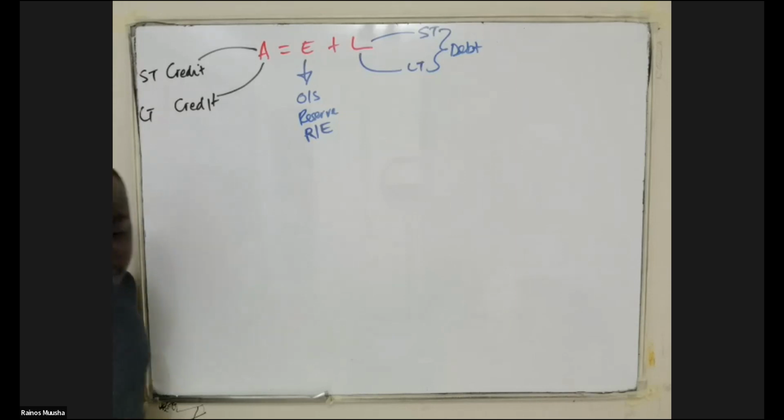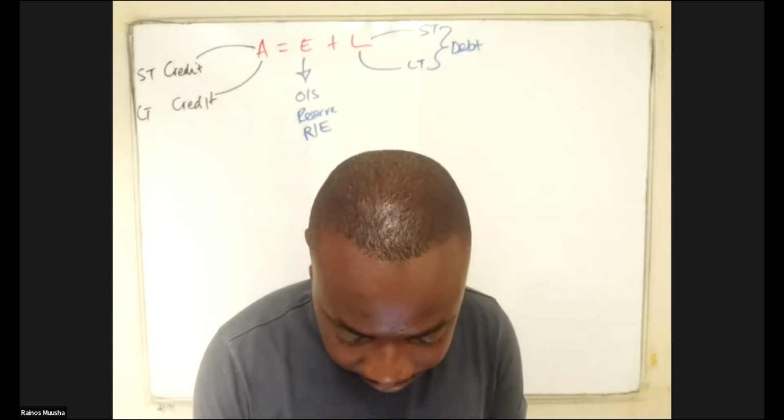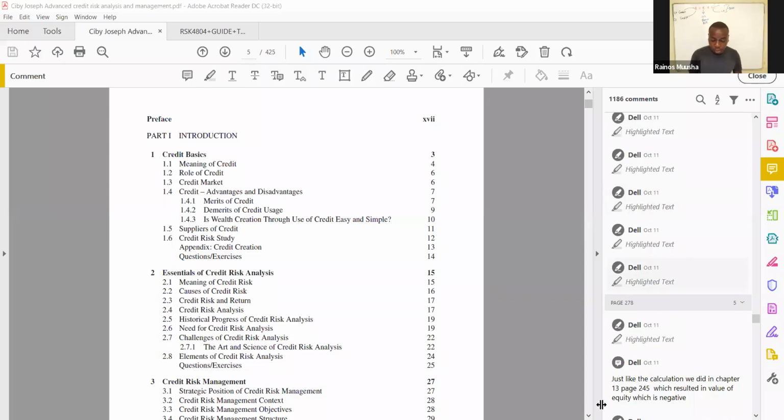Now, looking at this, when you look at chapter 1, we look at credit basics. So in chapter 1, you are trying to have an understanding of exactly what credit is. You're trying to find out the basic understanding of what credit is, and what the advantages and disadvantages are of an entity getting credit from different investors as well.